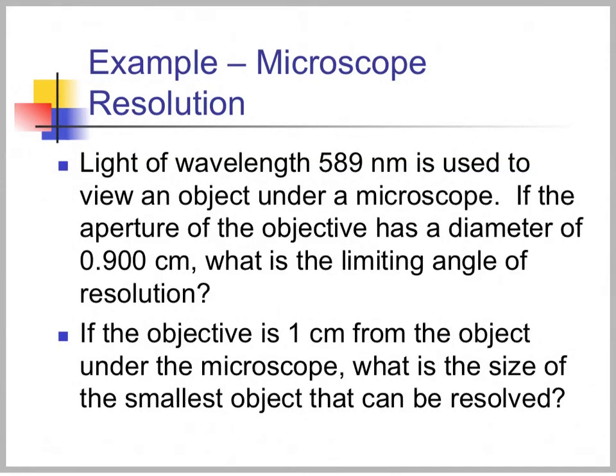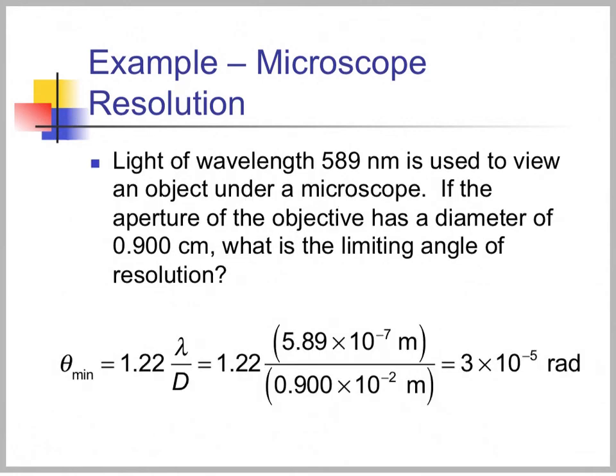So let's look at a microscope now. Light of wavelength 589 nanometers is used to view an object under a microscope. If the aperture of the objective has a diameter of 0.9 centimeters, what's the limiting angle of resolution? And then, if the object is 1 centimeter from the objective, what is the size of the smallest object that can be resolved?